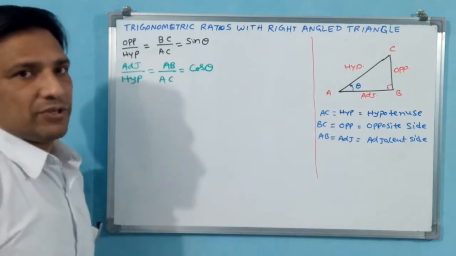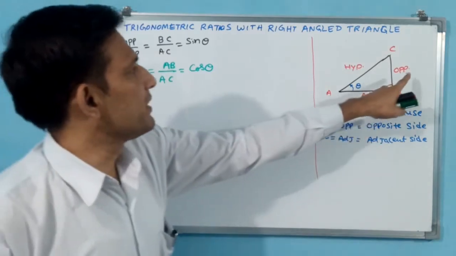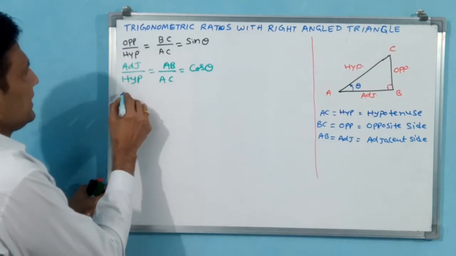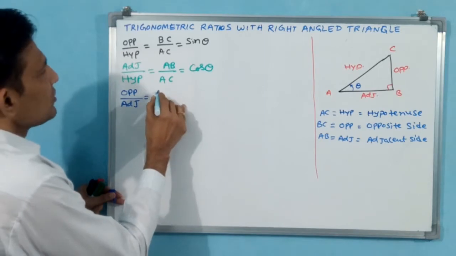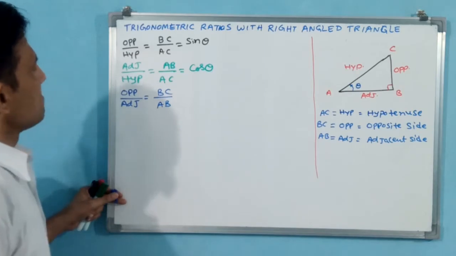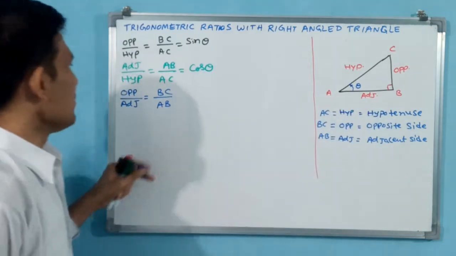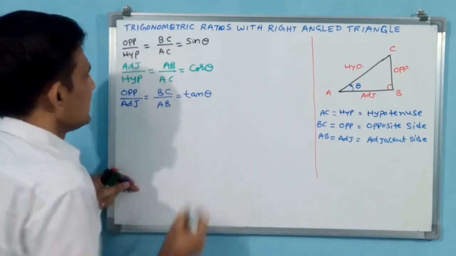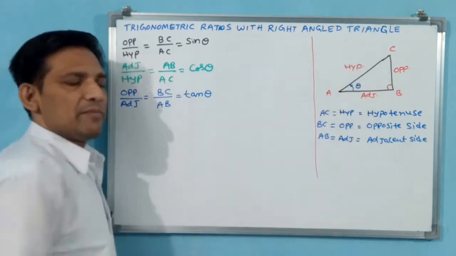Third ratio also we will see. The third ratio we will take is opposite side by adjacent side. Let us write opposite side by adjacent side, that is equal to BC by AB. Opposite side by adjacent side, BC by AB. This we have given the name tan theta. You understand, no? Tan theta means opposite side by adjacent side.